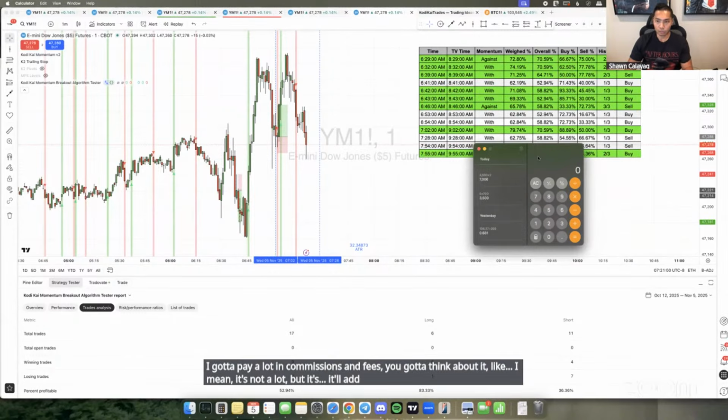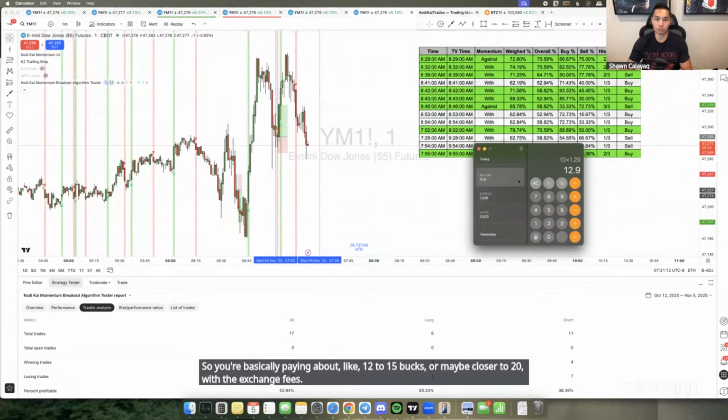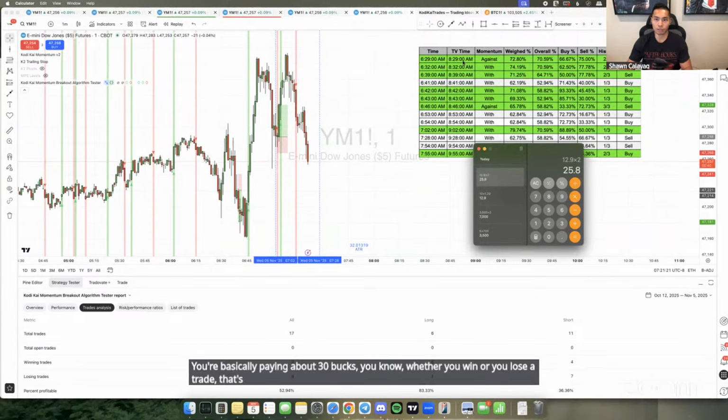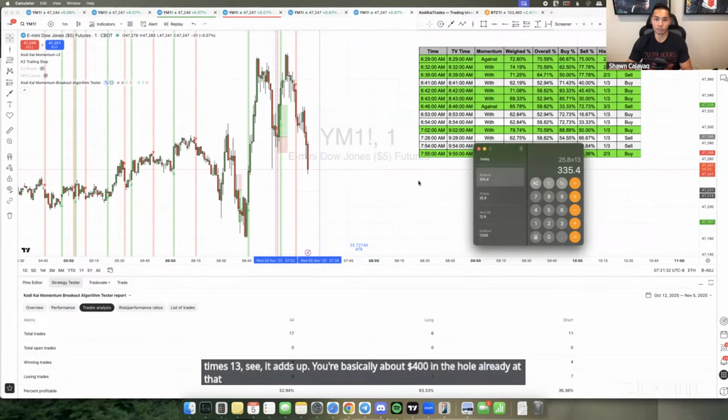For example, if you're doing 10 contracts times 129, you're basically paying about 12 to 15 bucks, or maybe closer to 20 with the exchange fees, about 20 bucks per trade in one direction. So you do that times two, you're basically paying about 30 bucks, whether you win or you lose a trade. You take 13 trades times 13... See, it adds up. You're basically about $400 in the hole already at that point, just from commissions and fees.